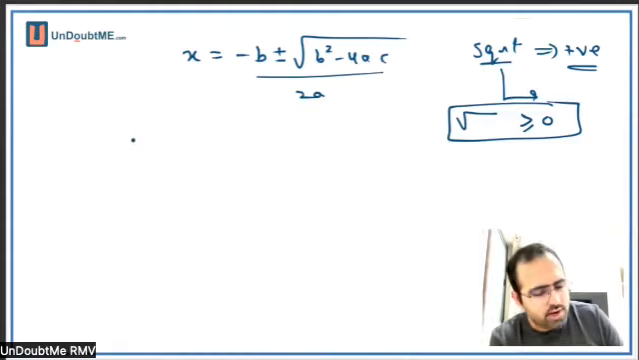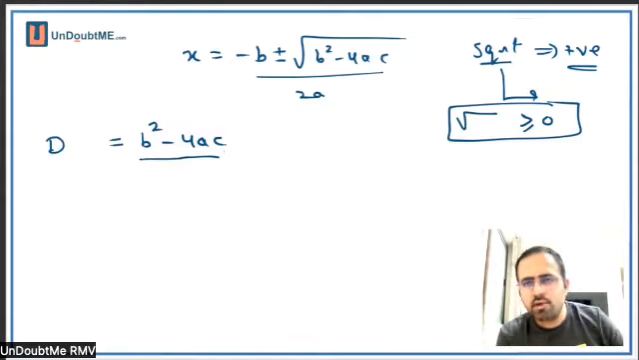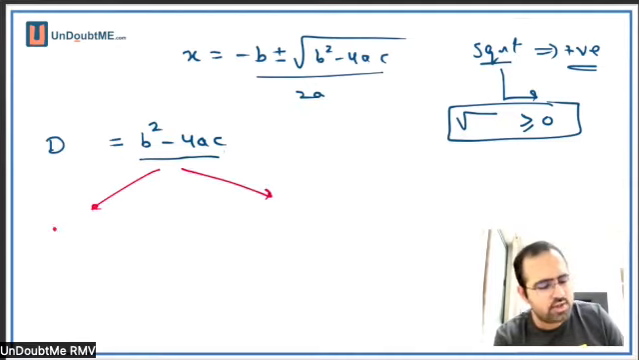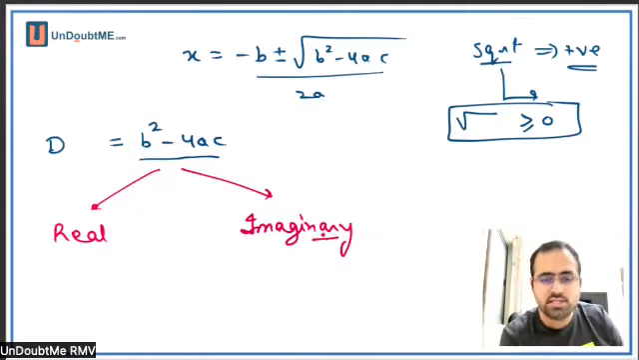Now what we are doing is trying to find the sign of this term b square minus 4ac, which lies in the square root, and we are calling it the discriminant. The discriminant helps us discriminate between the nature of roots, whether the roots are real or imaginary.